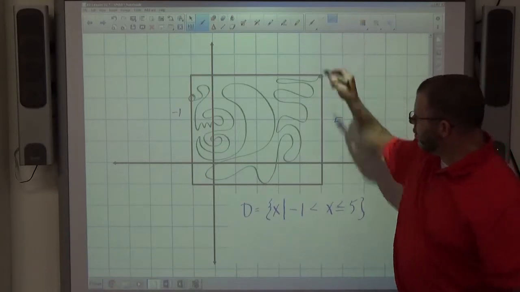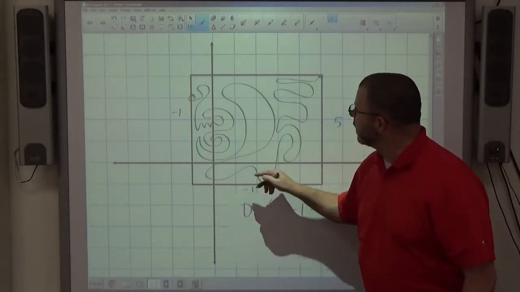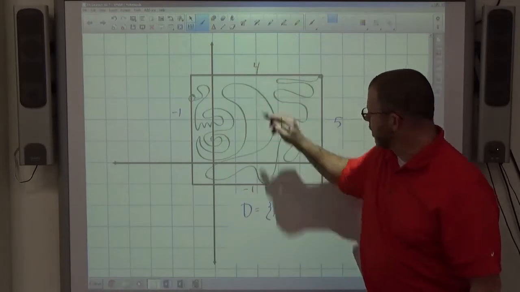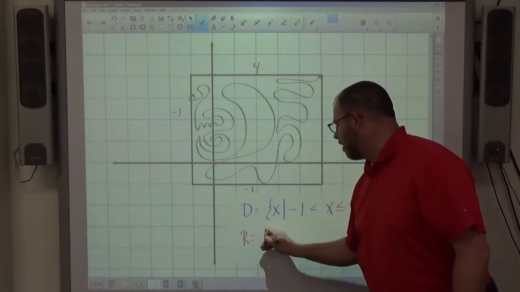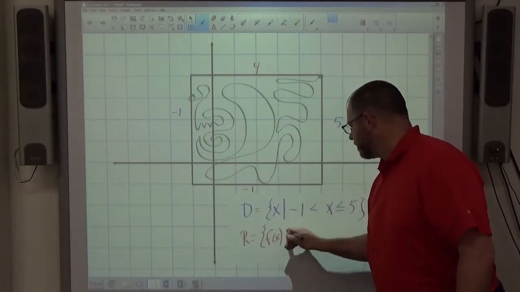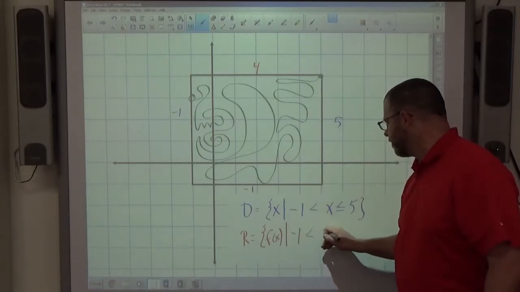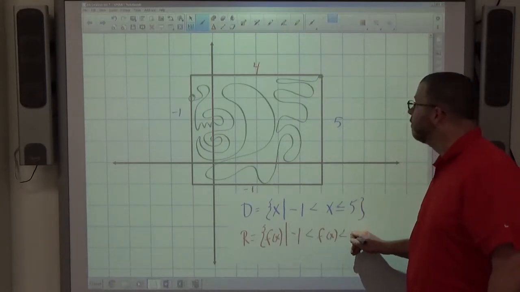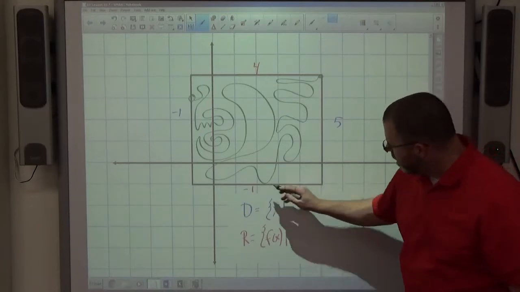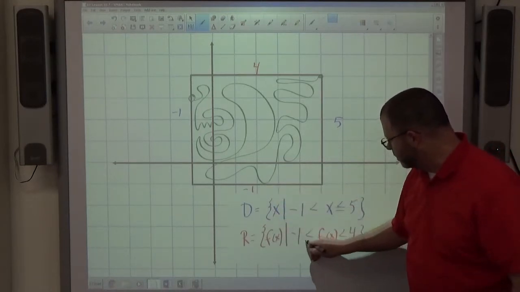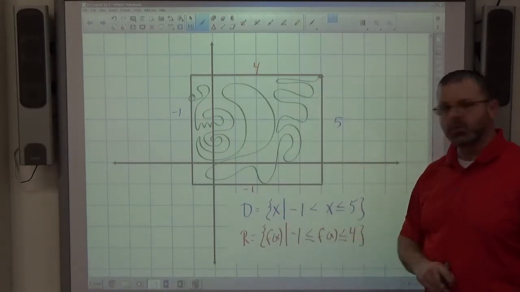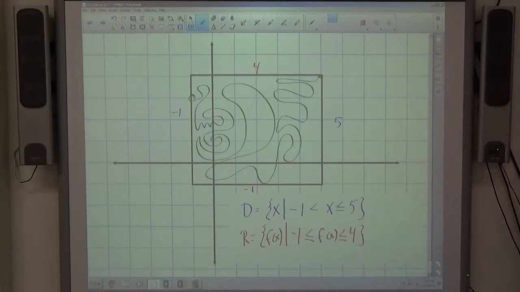Looking at the range, the bottom is -1, the top is 1, 2, 3, 4. So the range is the set of all f of x such that -1 is less than f of x is less than 4. Start there. No circle is a closed circle. A closed circle is a closed circle. Equals equals. There's your answer.